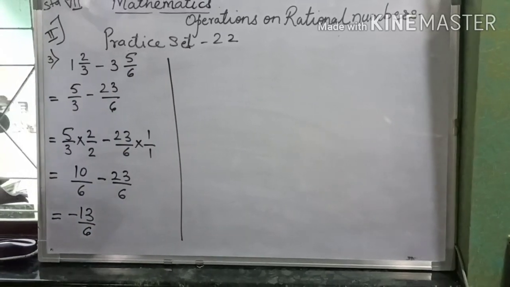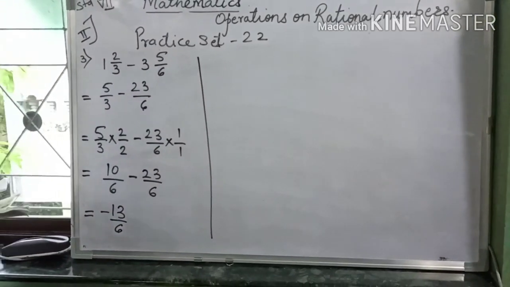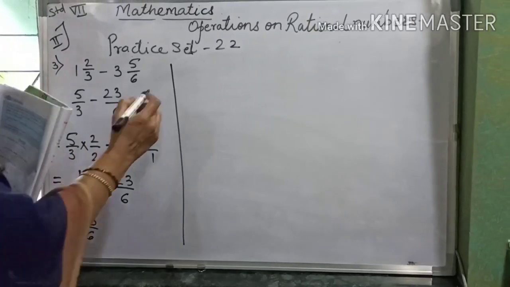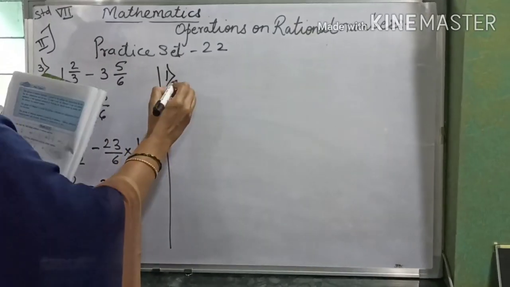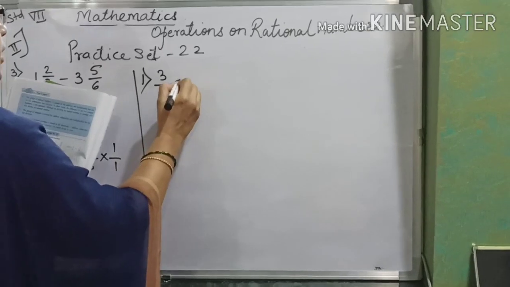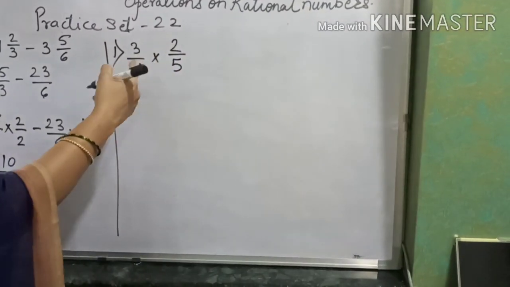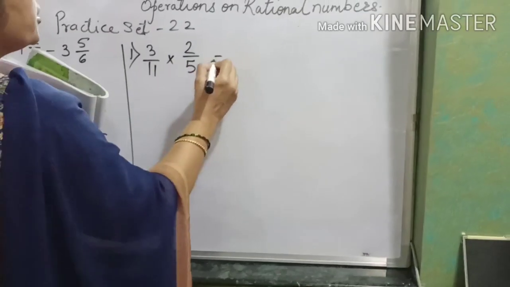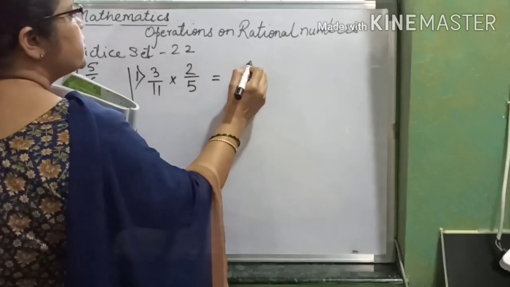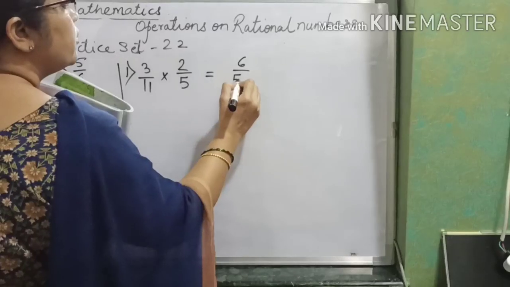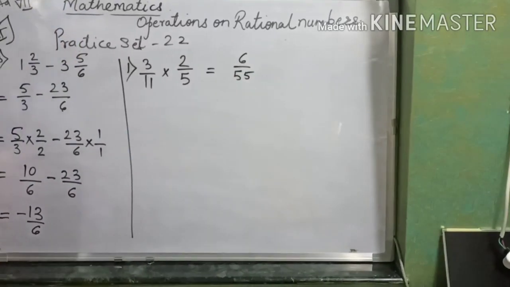Now the third question, multiply the following rational numbers. So let us solve the first sum. 3 upon 11 multiplied by 2 upon 5. We cannot reduce any number, so we just have to multiply. 6 upon 55 is the answer.